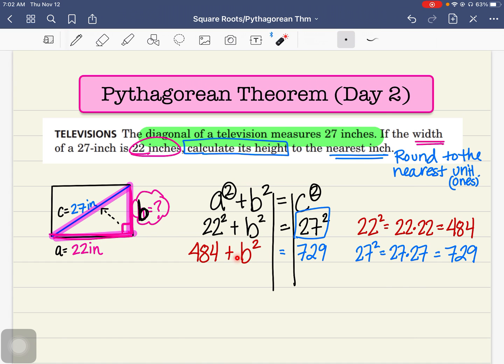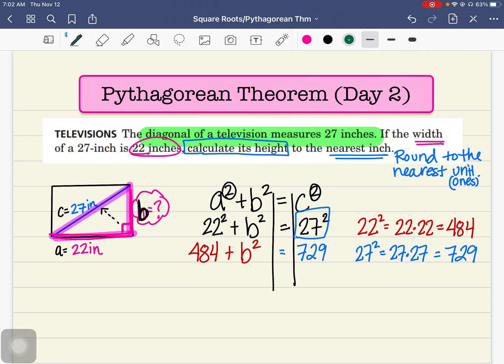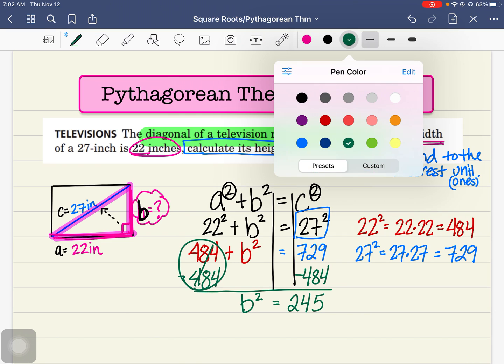Now we want to get this B squared, or this B, by itself, so we need to move this 484 over here. I'm going to subtract 484 from both sides because they're on different sides of the equal sign. So now I have B squared equals 729 minus 484, which is 245.